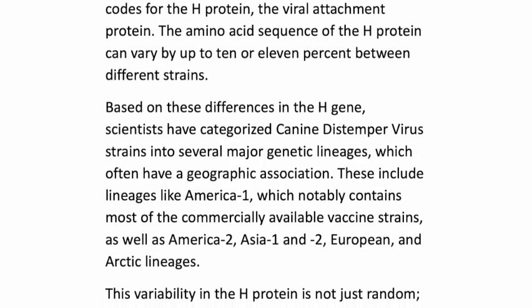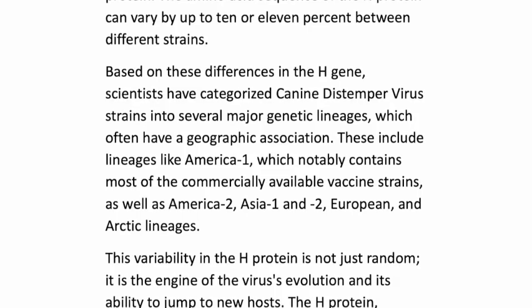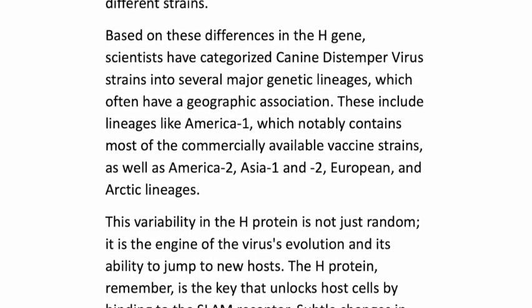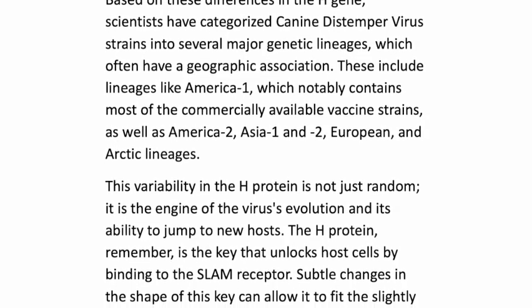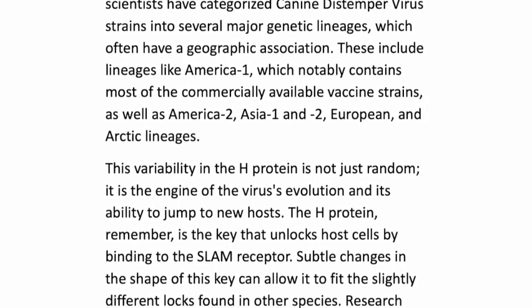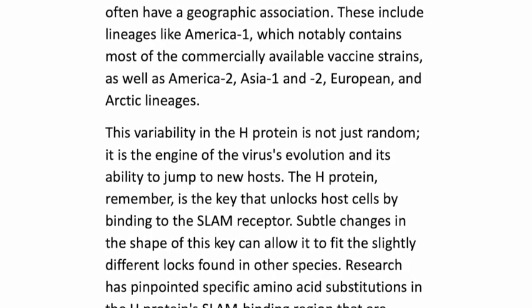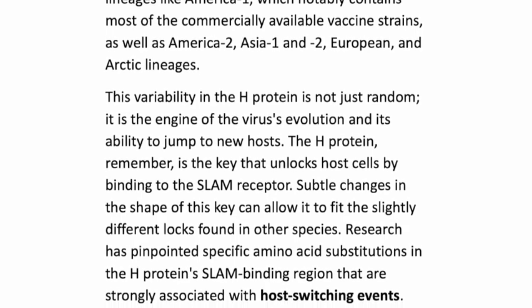These include lineages like America 1, which notably contains most of the commercially available vaccine strains, as well as America 2, Asia 1 and 2, European, and Arctic lineages. This variability in the H protein is not just random, it is the engine of the virus's evolution and its ability to jump to new hosts. The H protein, remember, is the key that unlocks host cells by binding to the SLAM receptor.